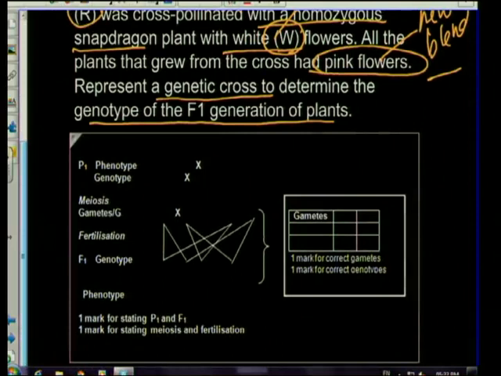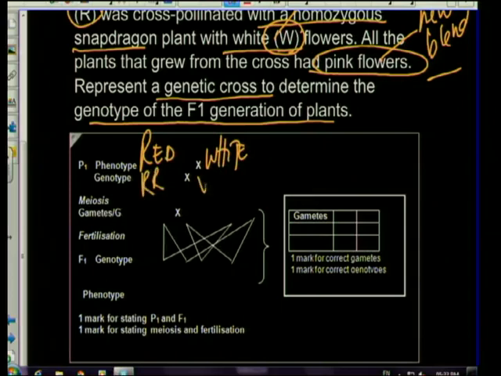So what did we have? The phenotype was red and white. The genotype was RR, homozygous, and WW, homozygous. The gametes, meiosis is going to take place. The gametes are R and R. Here, even if you put one R, because there can only be R on this side, and W and W, capital. Then you will write fertilization.